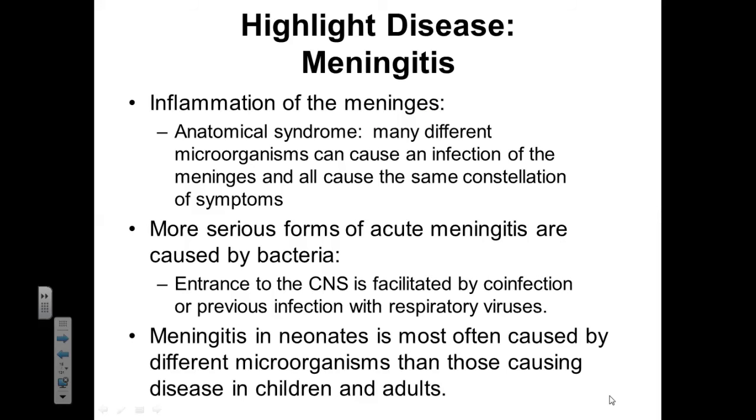Hi class, let's spend some time talking about the diseases of the nervous system. The diseases of the nervous system make up the vast majority of the chapter. And the first disease that we're going to focus on is a highlight disease of the chapter. It is meningitis. And since there are many different ways to trigger or cause meningitis, we're going to spend a lot of different time talking about meningitis.